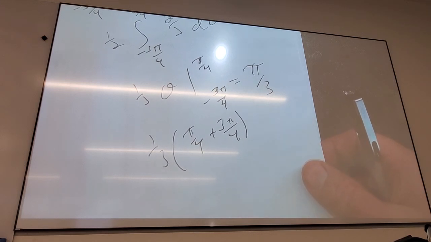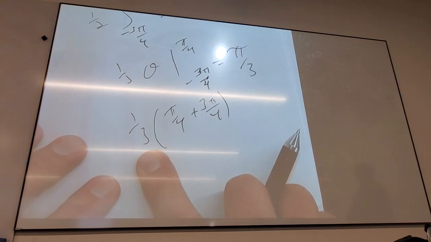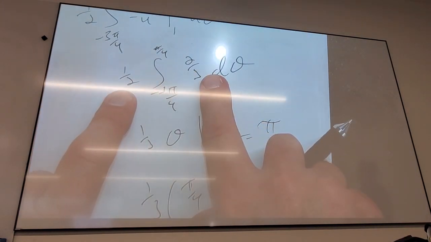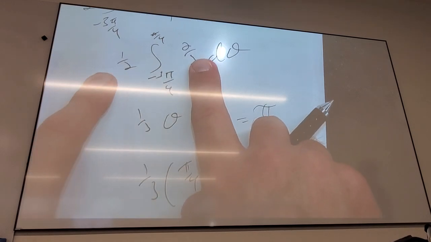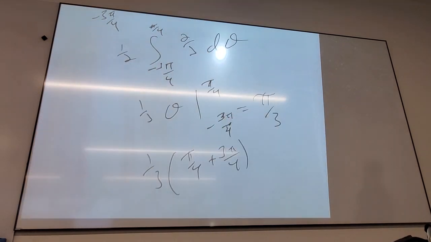Let's try another example out. Where the 1/3 came from? Are you cool with the 1/2? Yeah. Are you cool with the 2/3? What's 1/2 of 2/3? I see. So I just pulled that out. Okay.